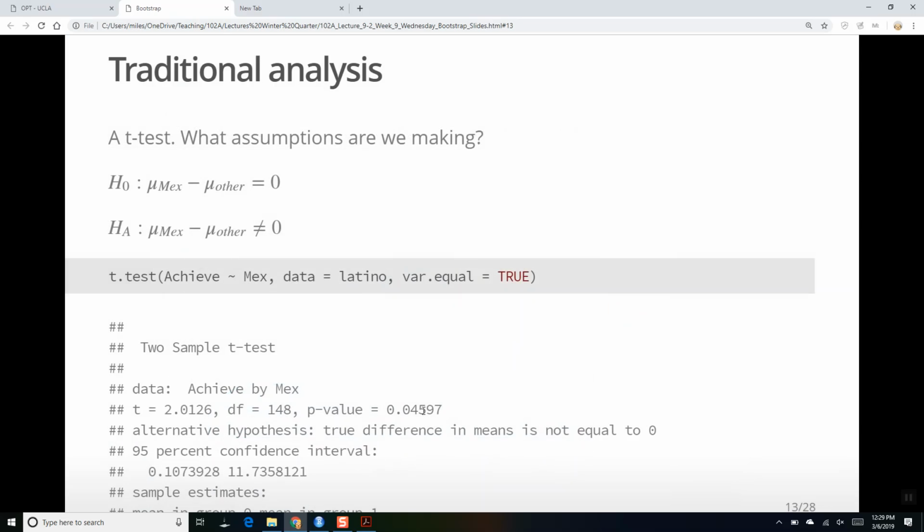We get 0.04597, and so depending on what level alpha you are choosing, you might say this difference is significant if you're using 5%, and if you're using something less than 5%, you're going to say it's not significant, okay? Using a traditional t-test. Okay, so this is where we find ourselves now.